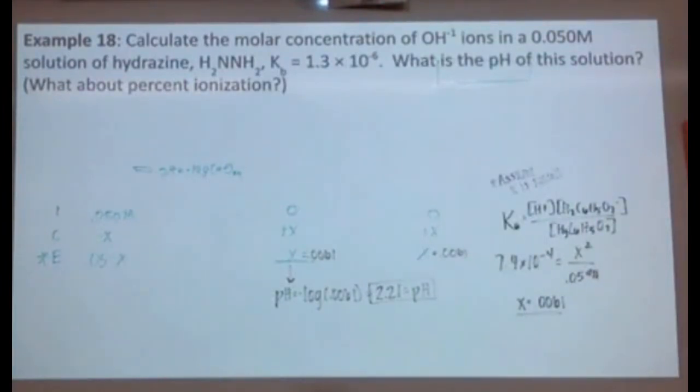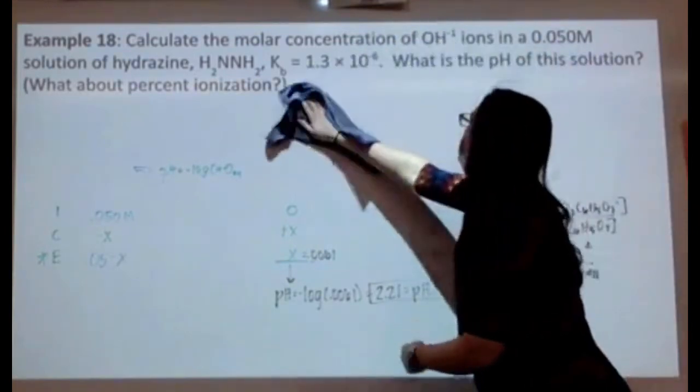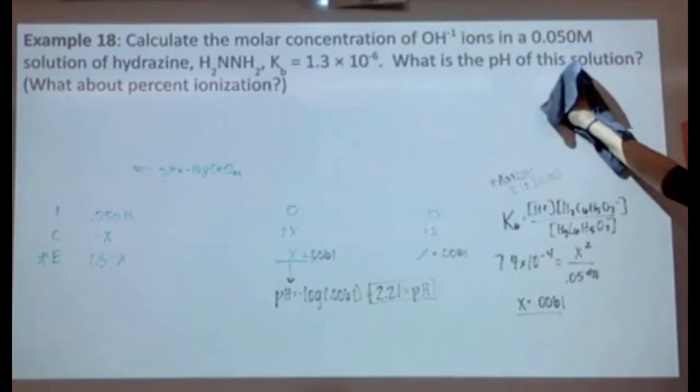All right, it says calculate the molar concentration of OH minus. And it says that we have hydrazine. Now we're going to deal with the base.